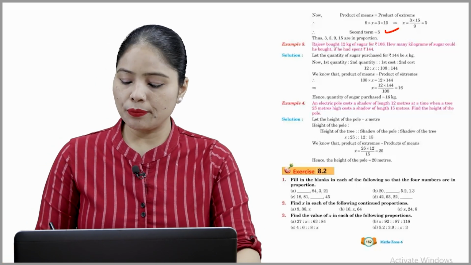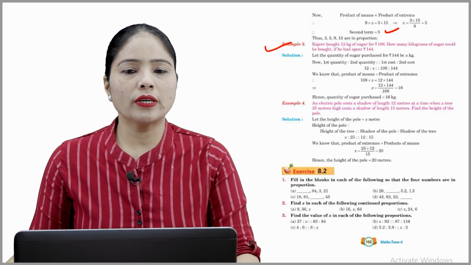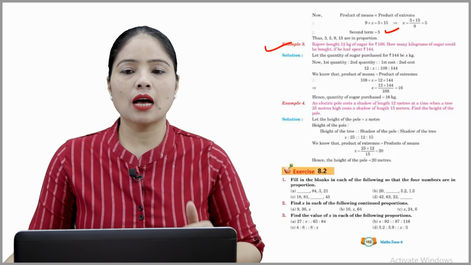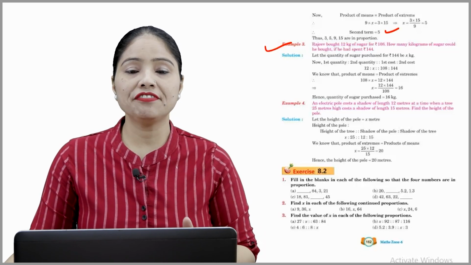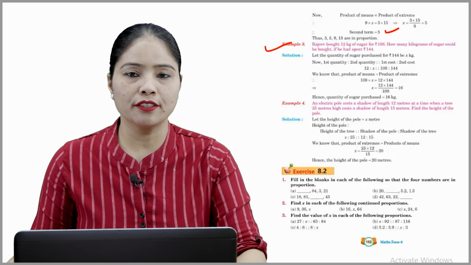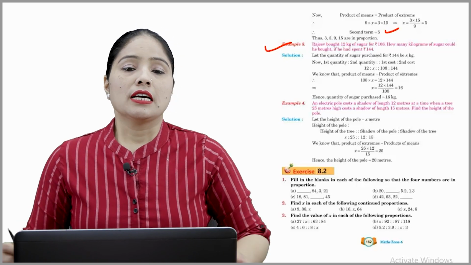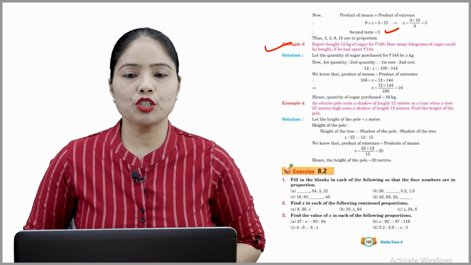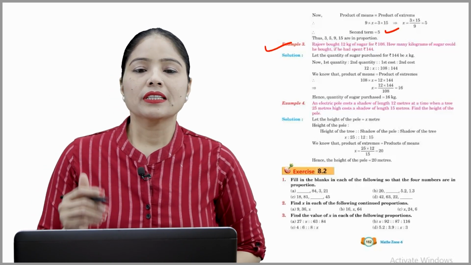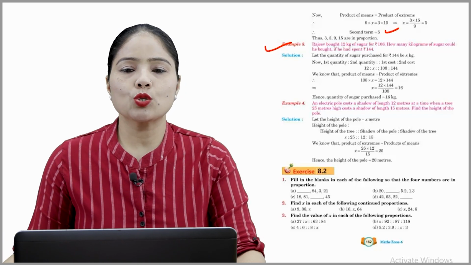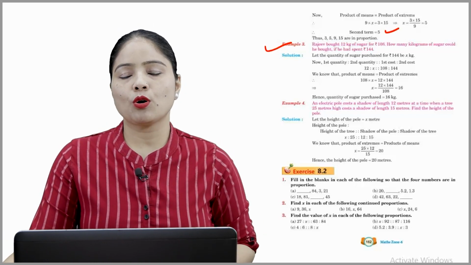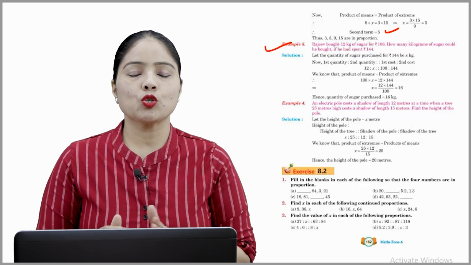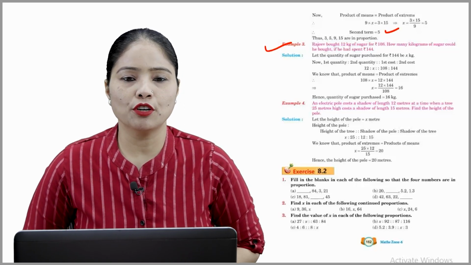Now example number 3 beta. Rajiv bought 12 kg of sugar for rupees 108. How many kilograms of sugar could he buy if he had spent rupees 144? Solution. Let the quantity of sugar purchased for rupees 144 be x kg. Now first quantity is to second quantity ratio, first cost is to second cost. So 12 is to x ratio 108 is to 144.